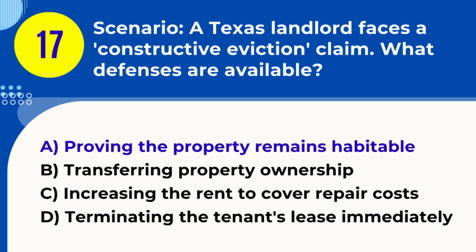Answer. A. Proving the property remains habitable. Explanation. In a constructive eviction claim in Texas, a landlord can defend themselves by proving that the property remains habitable and that they have not neglected their duties to maintain the property, thereby refuting the tenant's claim of uninhabitable conditions.